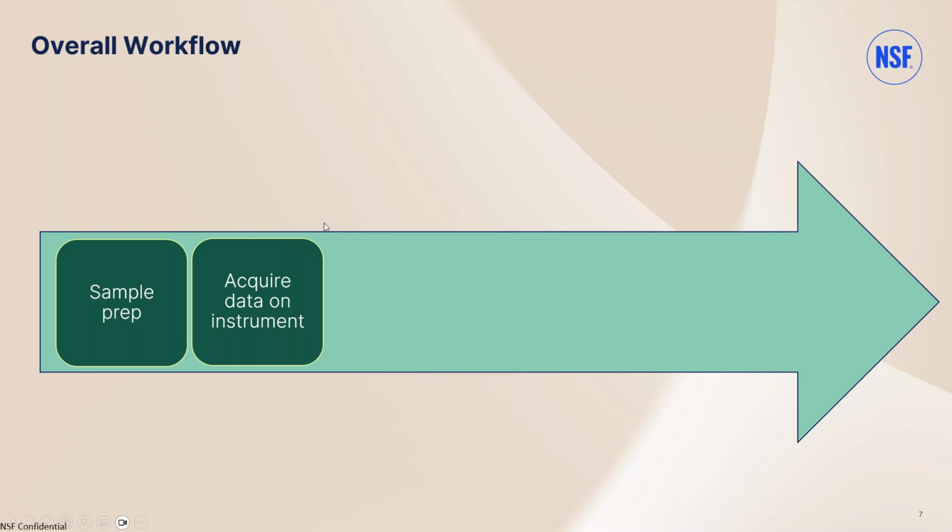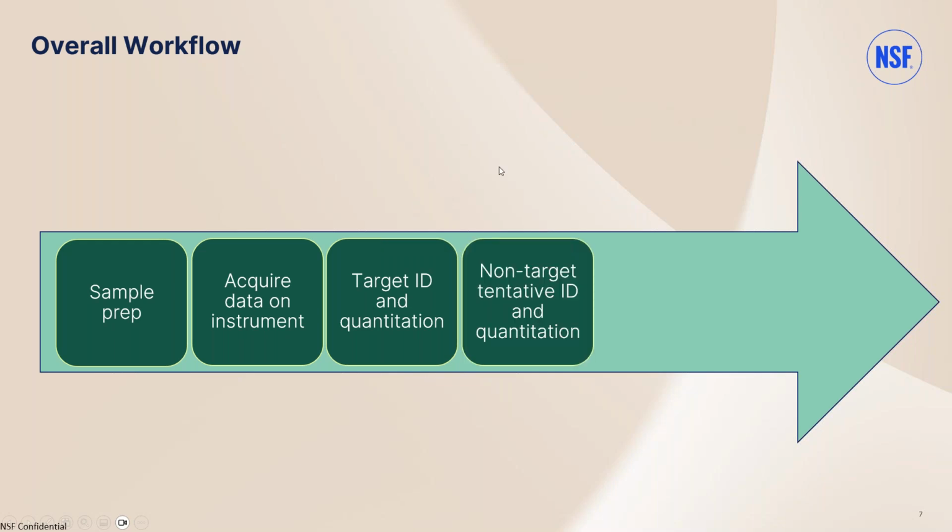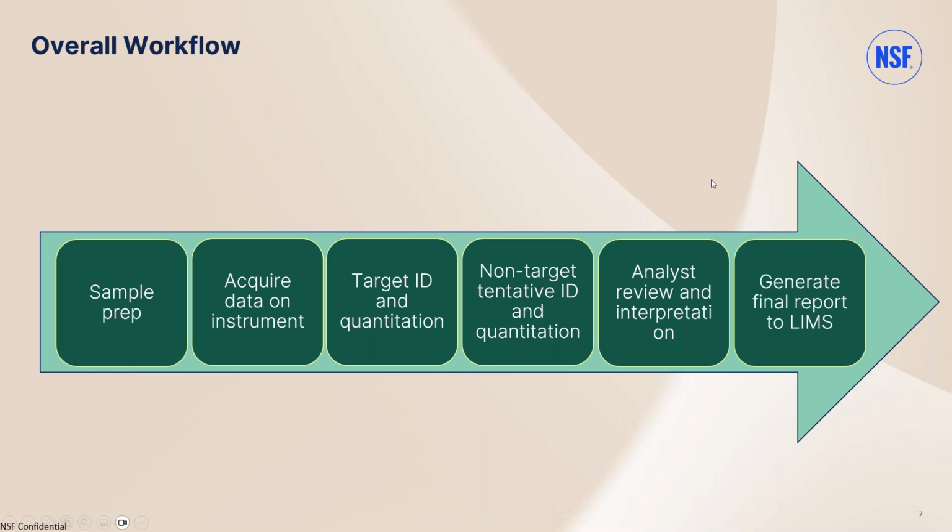And with that sample, we'll acquire data on the instrument. We'll do target identification and quantification, followed by non-target identification and quantification. Then another analyst would review that and determine if the interpretations are correct, and finally we would generate a report to the LIMS system.